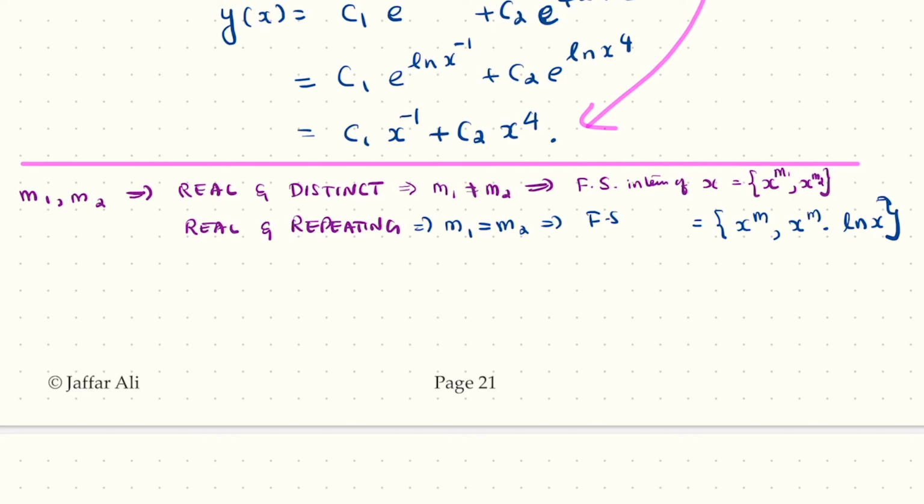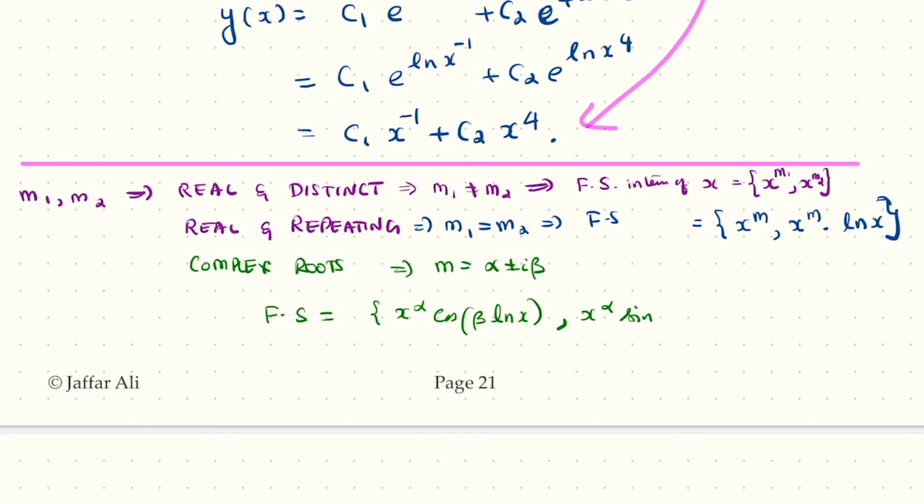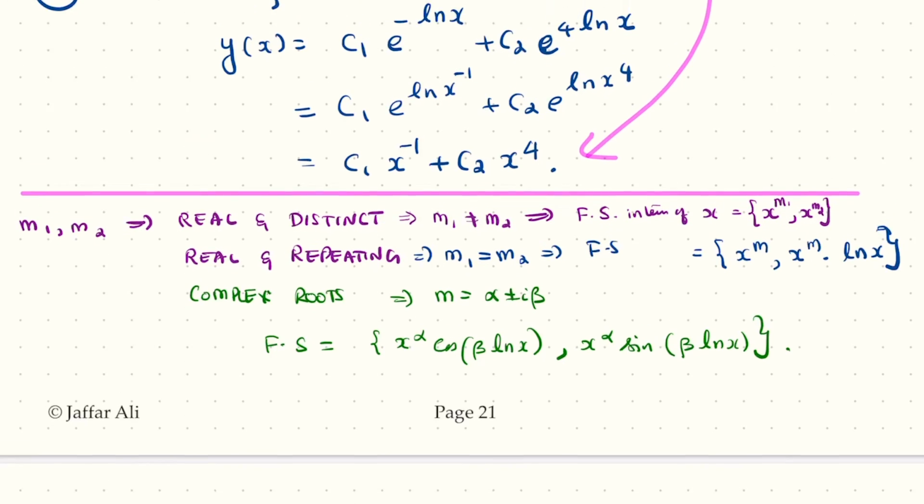What if you have imaginary complex roots, with the imaginary numbers? Then if you say the roots are alpha plus or minus i beta, the fundamental set is going to be x to the alpha cosine of beta times ln of x, and then you have x to the alpha sine of beta times ln of x right there. So we can use this also, but make sure you know how to apply this.